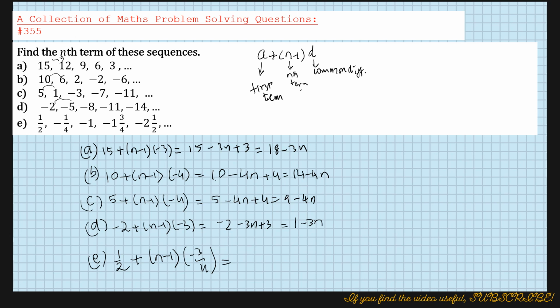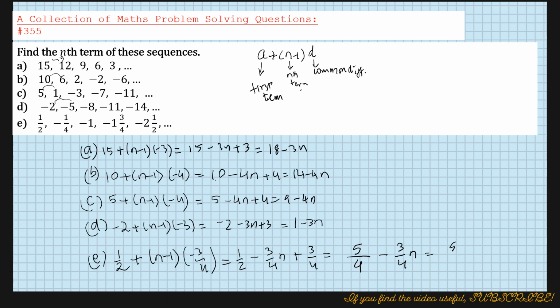That would equal half minus 3 out of 4n plus 3 out of 4, and that would equal half plus 3 out of 4, which would give me 4 as the denominator, and 2 times 2 is 4, 2 plus 3, that's 5 out of 4, and minus 3 out of 4n. You don't need to write anything more, that on its own is the nth term.